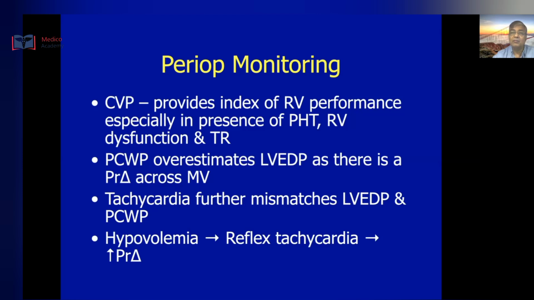We can use pulmonary capillary wedge pressure monitoring also for PCD, but remember, pulmonary capillary wedge pressure tends to overestimate the left ventricular end-diastolic pressure as there is a gradient across the mitral valve. Tachycardia further mismatches the left ventricular end-diastolic pressure and the pulmonary capillary wedge pressure. In case the patient has hypovolemia, it causes reflex tachycardia and increases the pressure gradient.